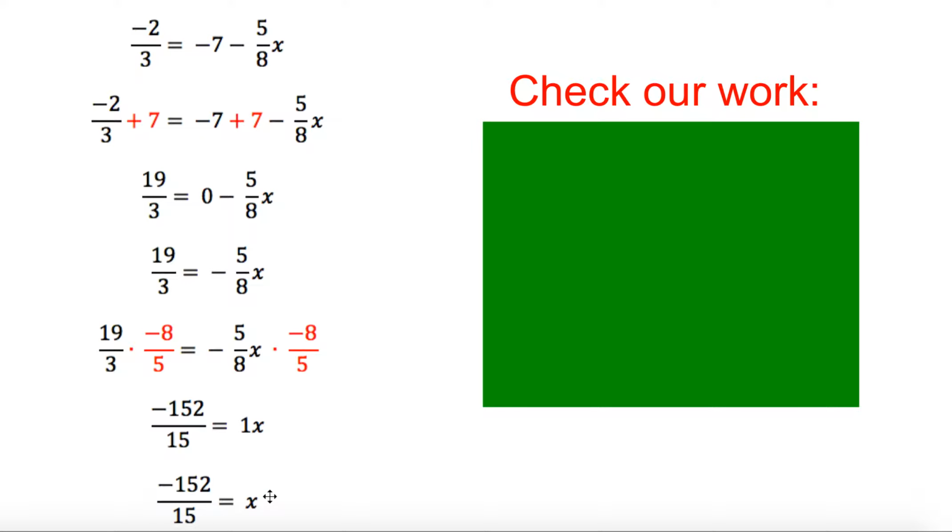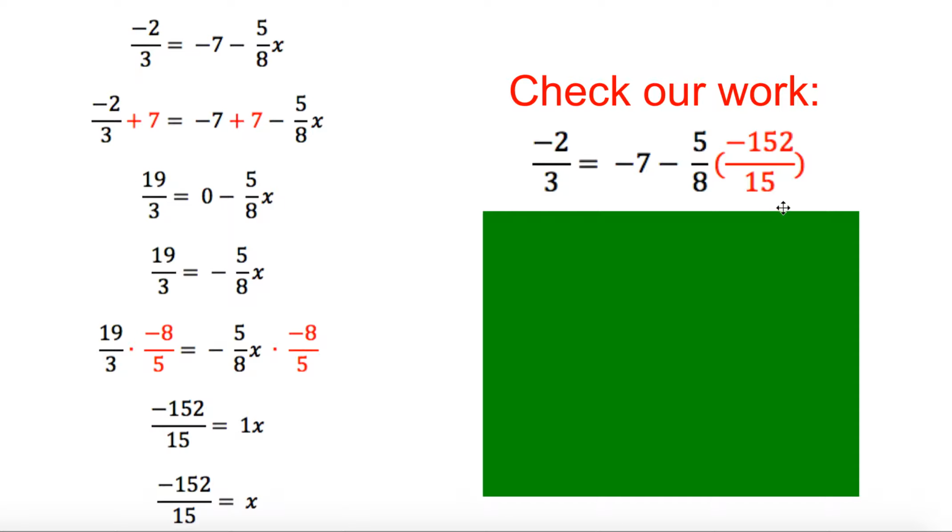And so we know x is equal to negative 152 over 15. But with any solving equation, we always need to check our work. So we're going to take our solution and plug it into our original problem here for x, and then we're going to solve and see what we get.